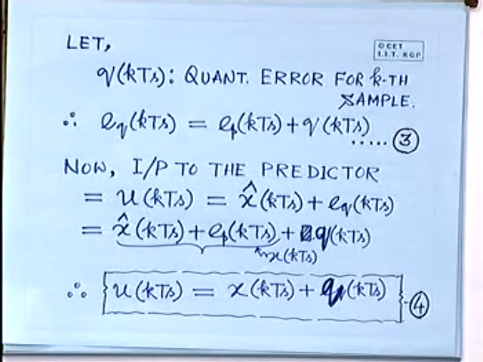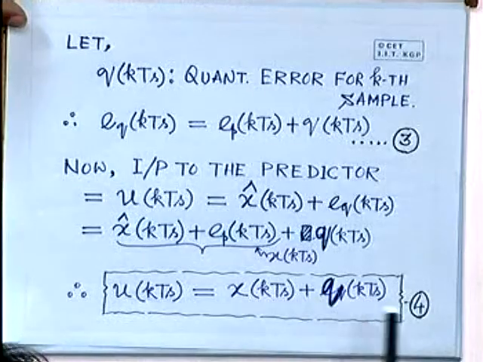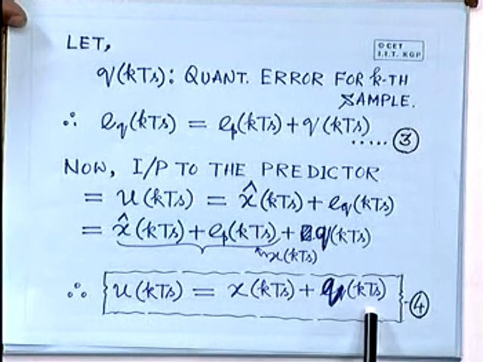It is the input speech sample rate. So, the sum of these two is the input kth speech sample really. And hence, the input to the predictor actually is the speech sample and the corresponding quantization noise.